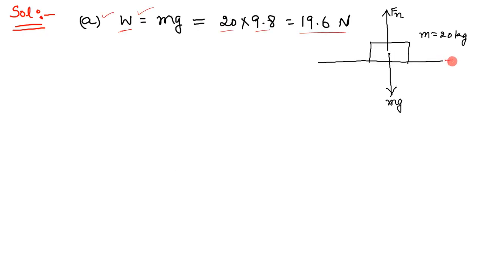The weight of the block is given by W equals mg. Since in part A only one block is placed on the table, if this is the table and this is the block of mass 20 kg placed on the table, then the weight of that block will act vertically downward, and due to Newton's third law, the table will apply a normal force in the vertical upward direction.